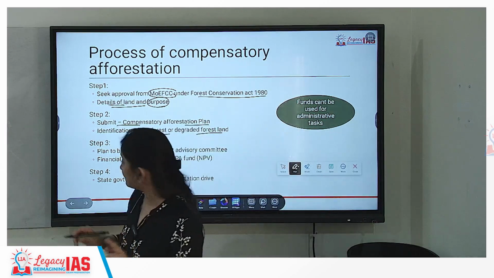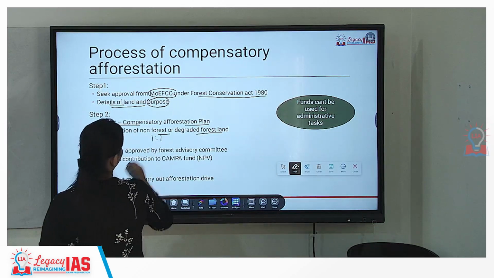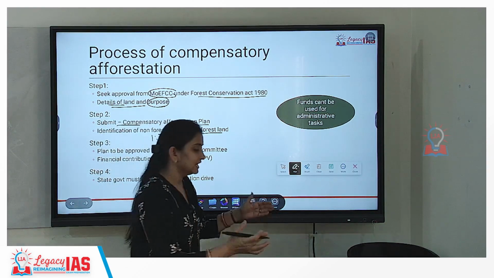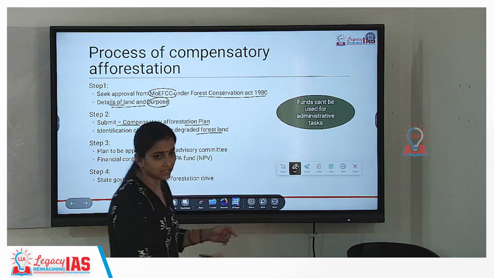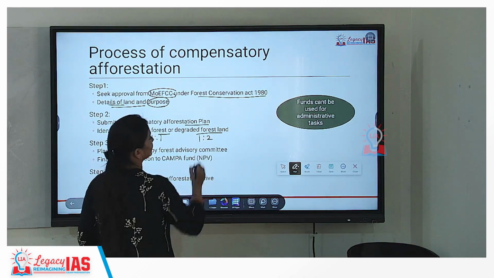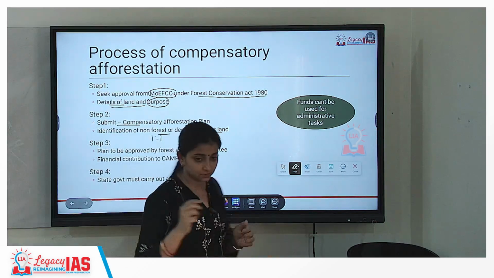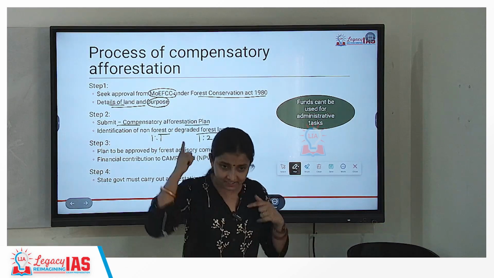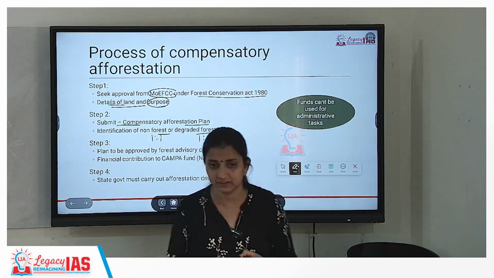So first of all, you remember that if it is a non-forest land, then in a 1:1 ratio, whatever is the deforested piece of land, an equivalent amount of land I need to identify. This is in the non-forest condition. But if it is a degraded forest land, double of whatever I have deforested, I need to identify and submit the compensatory afforestation plan for that piece of land.